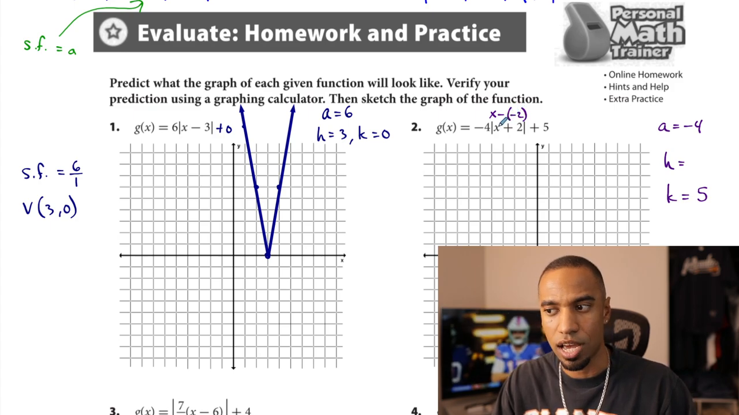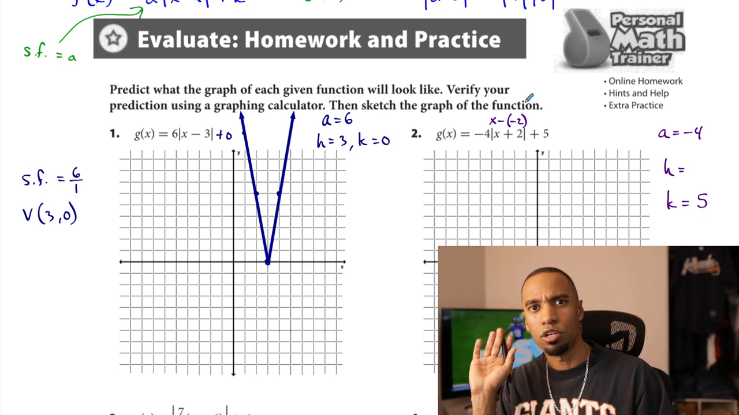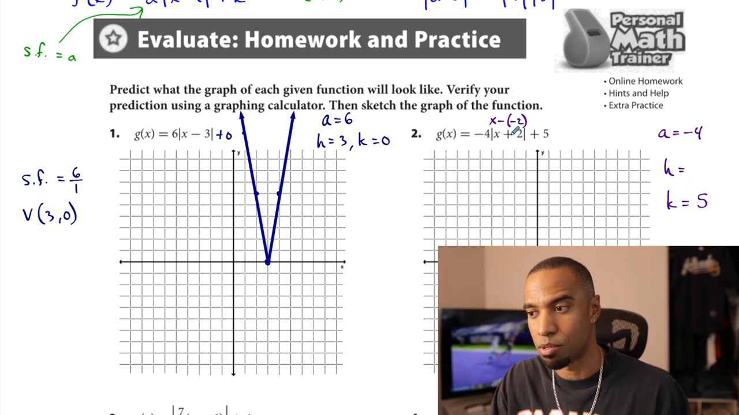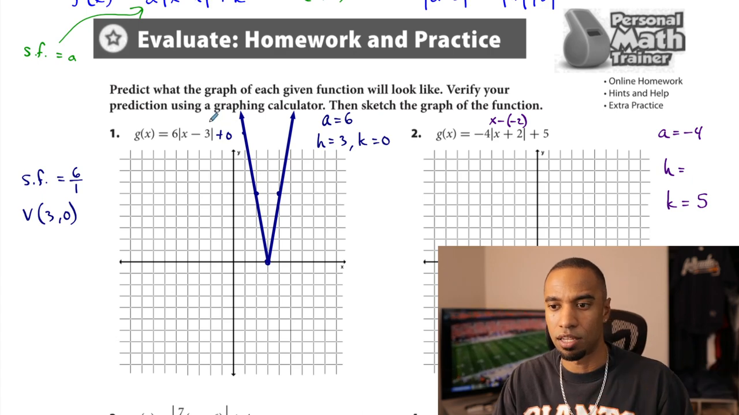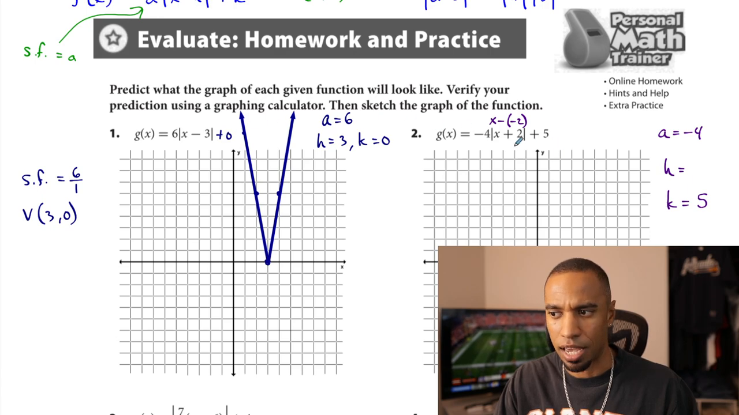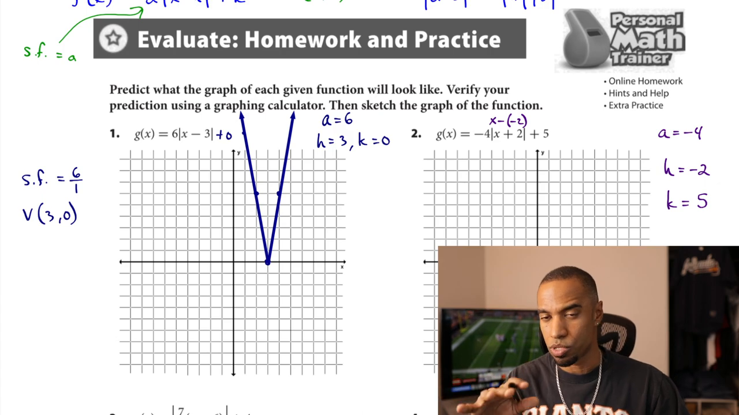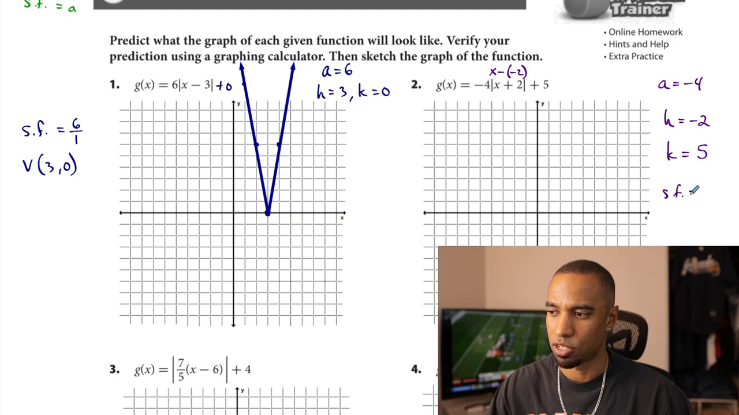Not that I'm going to write this each time, but how can a formula say minus and our equation say plus, and we just say, oh yeah, it's just 2? It's not just 2. It's a negative 2. That's what's being subtracted to make it look like a plus. Basically, you take the opposite. I've heard other teachers say, flip, keep, or whatever. So the H is a negative 2, and we are going to go 2 to the left when we plot that vertex. So the stretch factor is negative 4 over 1, and the vertex is at negative 2, comma 5.